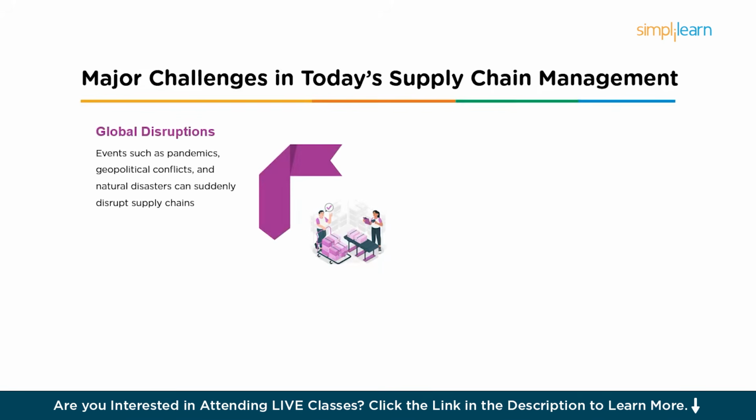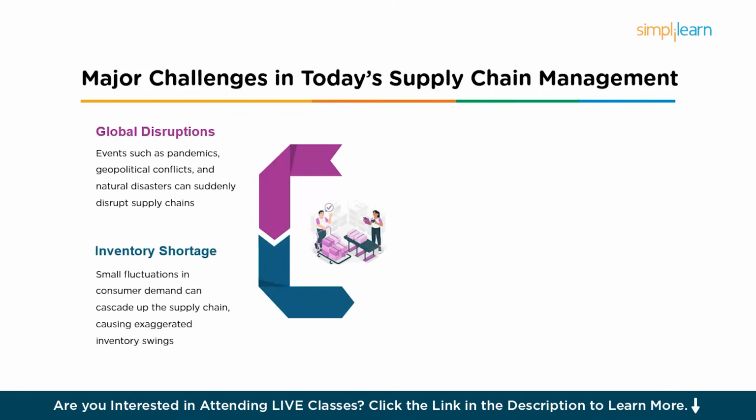The first one is global disruption. Events such as pandemics, geopolitical conflicts, and natural disasters can suddenly disrupt supply chains, causing shortages and delays. The COVID-19 pandemic, for example, exposed vulnerabilities in global sourcing and logistics networks.